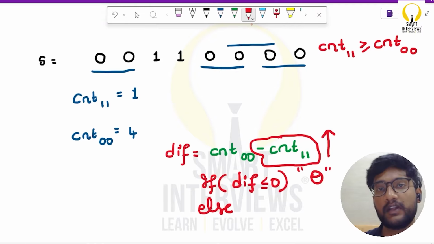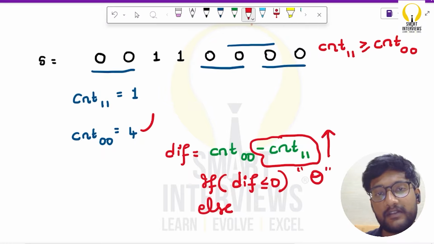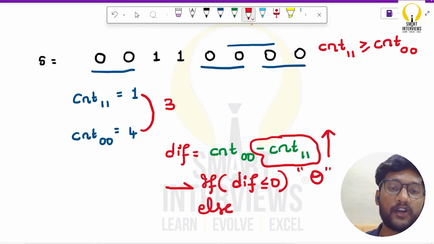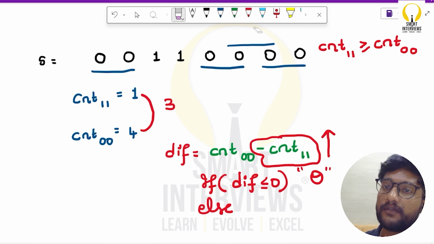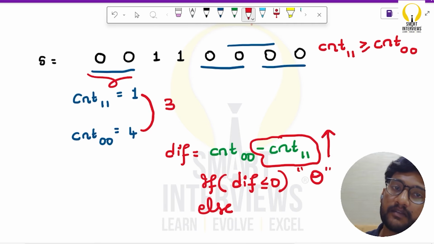For this example, what is the difference? The difference is 3. That means it's not falling under this condition. So what are you supposed to do? The count of 11 should be greater than the count of 00. That means, can I say these are valid because these are equal? If you take this substring and this substring, we have 11, right? So 1 and 1. We need to somehow flip here.